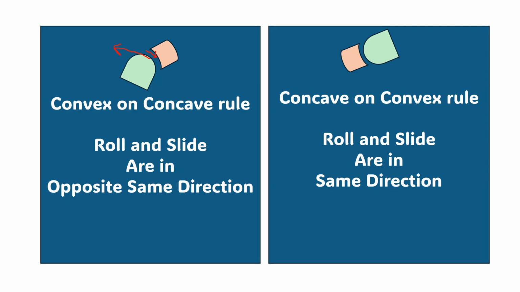Now if we take a look at our concave on convex rule, in this instance this could be the elbow or the knee. So for the elbow, the ulna is concave and the distal end of the humerus is convex. So in this case, for elbow flexion and extension, we will have a concave on convex movement. And the roll and slide have to happen in the same direction, because I need to basically go around this structure and continue to slide with it.